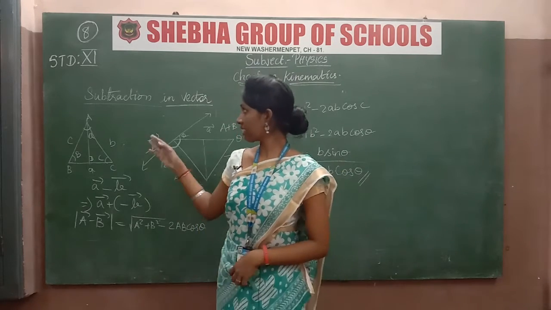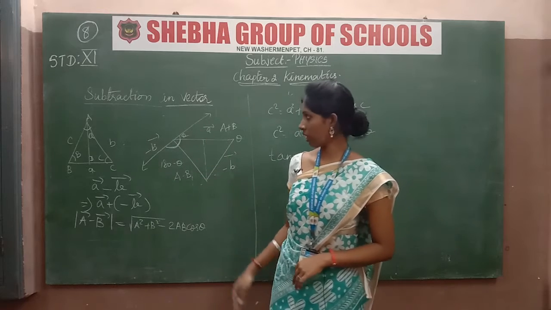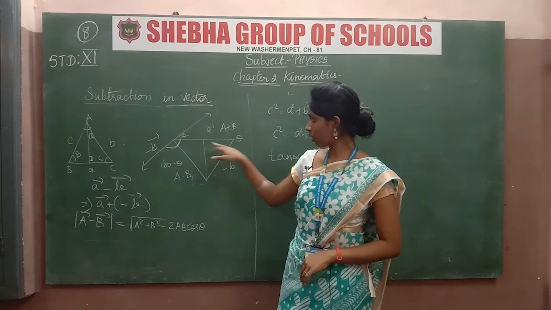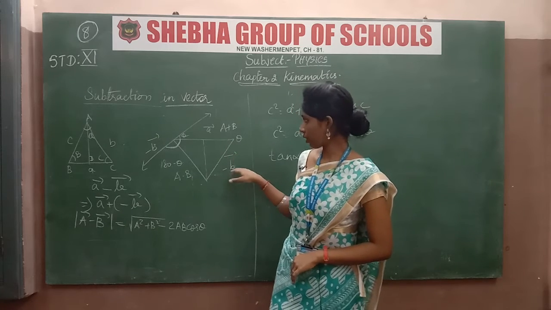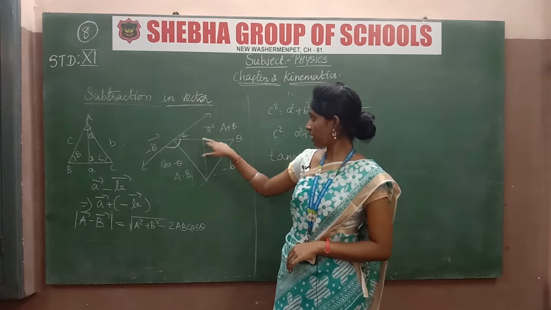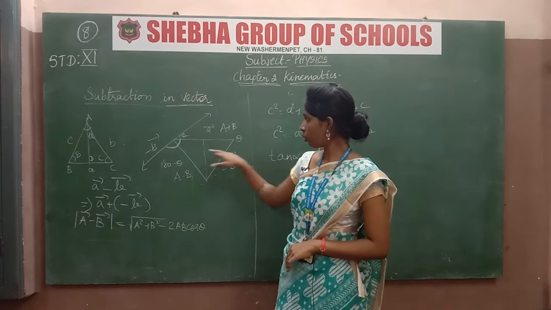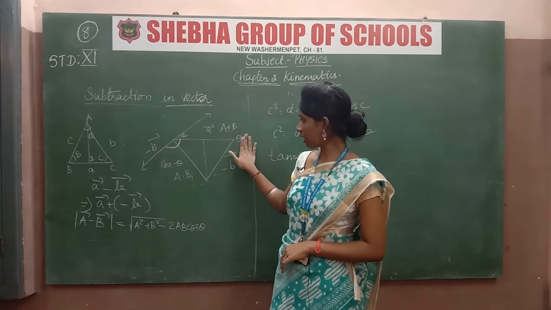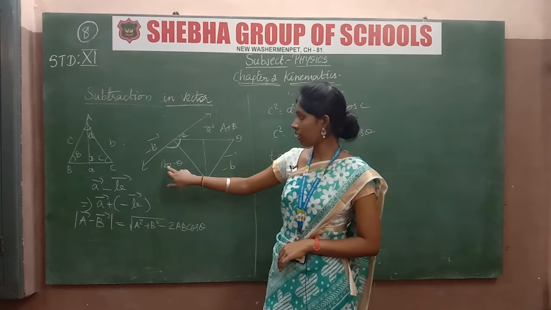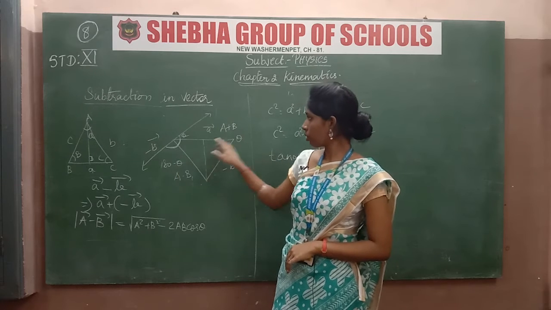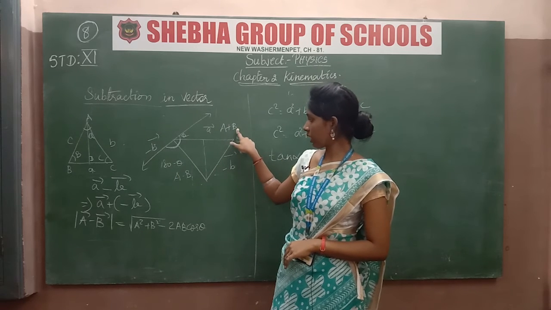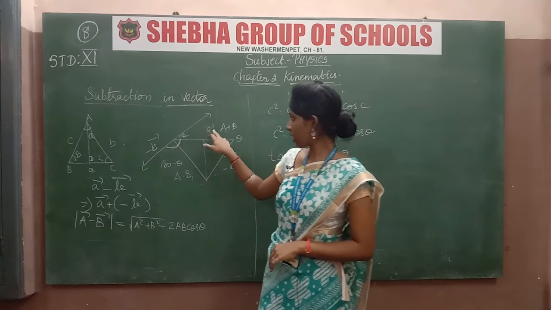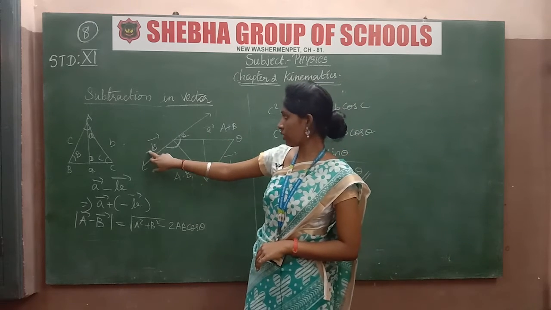Here we take subtraction in vector form. So this is the direction, and this direction will be opposite to this b vector. This one is the a vector. It's the theta value, so the opposite is 180 degrees minus theta. This one is a plus b vector, and this one is a minus b vector. So this vector is a vector and this one is a minus b vector.